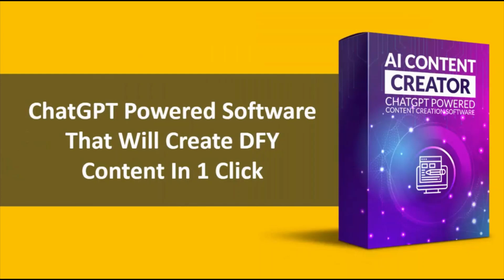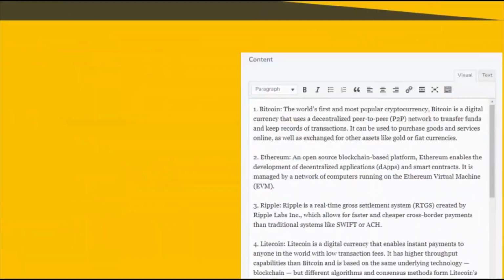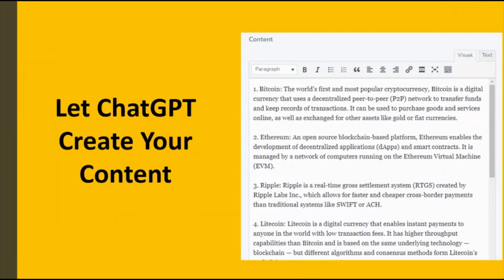The second software is AI Content Creator. Now what this does is it is a ChatGPT powered software that will create done for you content in just a single click. So all the user needs to do is simply ask the software a question. It'll go out to ChatGPT and create that content for you. Again, another very easy software to sell. Everyone wants to get their content done for them.